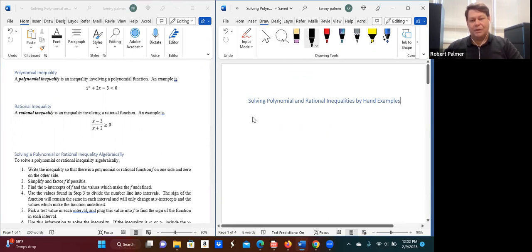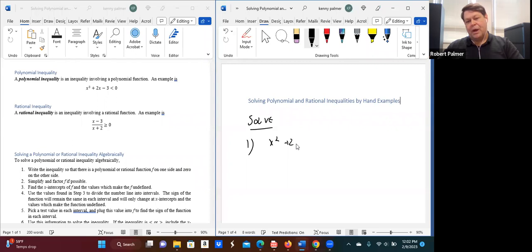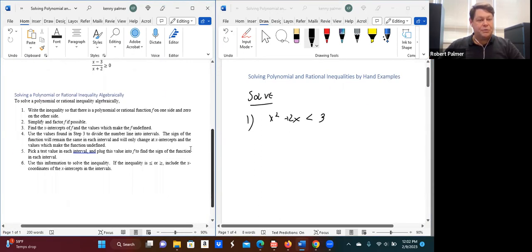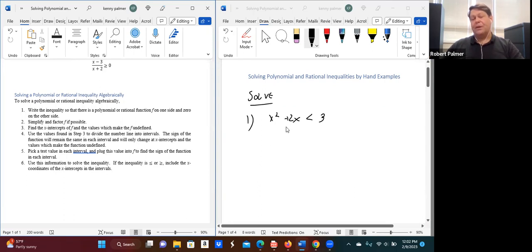Now I'm going to write it a bit differently at first. This one I'm going to write as x squared plus 2x is less than positive 3. Okay, so what we want to do now is take a look down here on the left at our procedures for doing this. So we want to write the inequality. Also, this is not like a linear inequality where we get x by itself. In this case, we can't do that. So we need some other method to solve it.